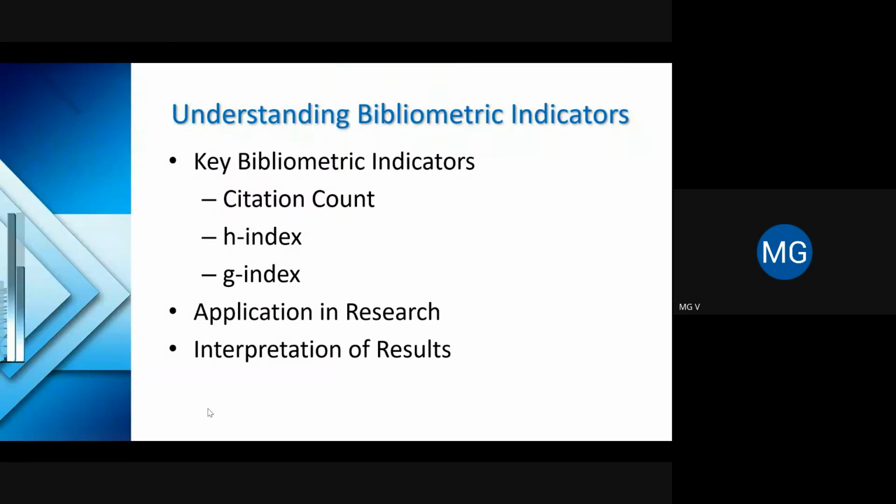So, bibliometric indicators are essential metrics that help in evaluating the impact of research. Citation count measures the number of times a paper has been cited, whereas the H-index combines productivity and citation impact, and the G-index gives more weight to highly cited articles. Understanding these indicators enables researchers to identify the most influential studies and authors in their field. So we have just seen how to apply these indicators to your research and interpret the results effectively to guide your literature review.